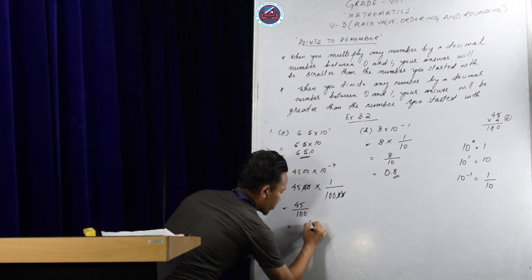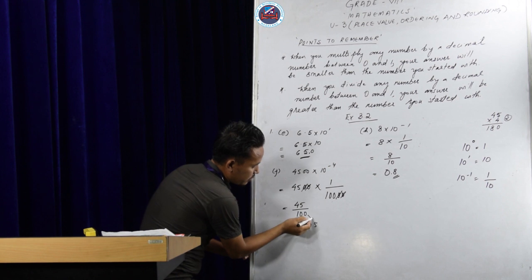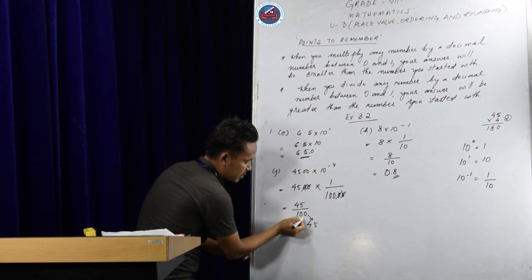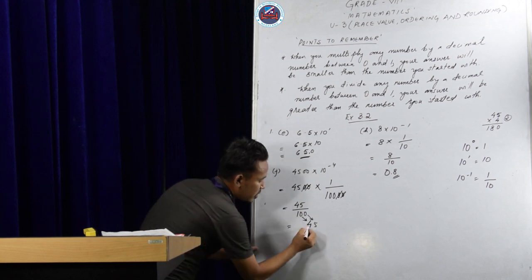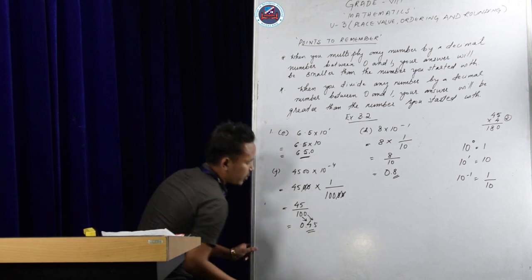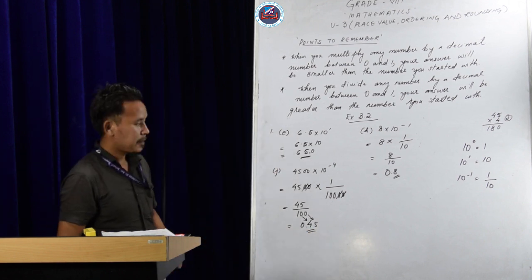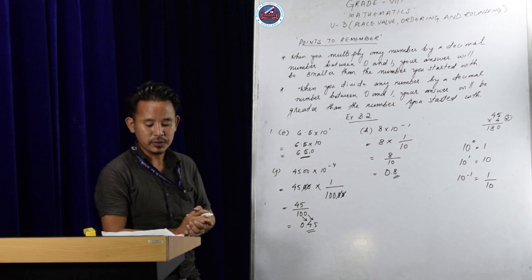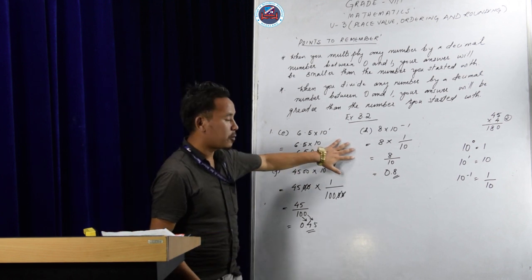Now let's convert it into decimal form. That is 45. This 0 belongs to this. Just consider this 0, this one. So point. It gives us 0.45. I hope you are okay with this one. I hope you understood.